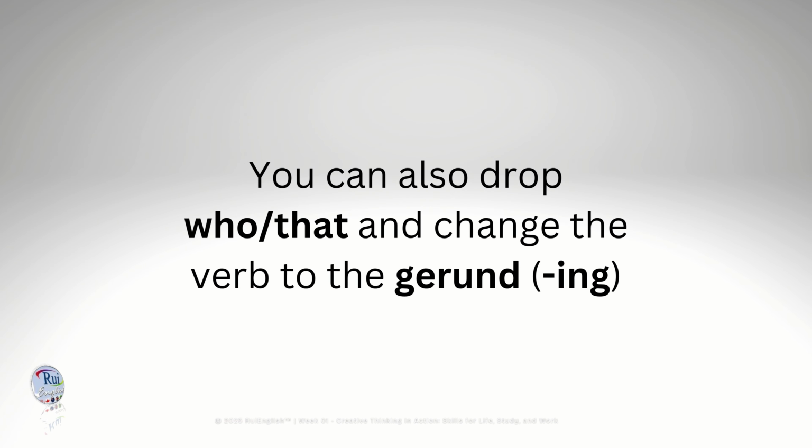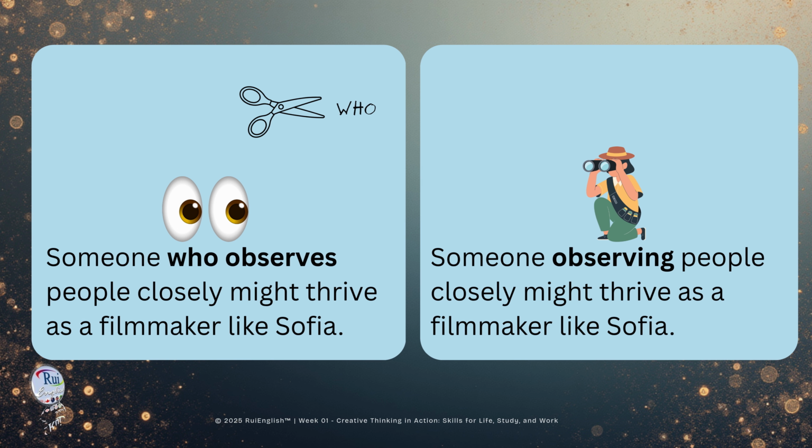Okay, on to our second technique. This one is absolutely perfect for action verbs. The trick here is to drop the who or that and then change the verb that follows into its ing form. Now, what's really cool about this one is how the change makes the sentence feel more active, more alive. Someone who observes is fine, but someone observing puts that action right up front. It's way more immediate and engaging.